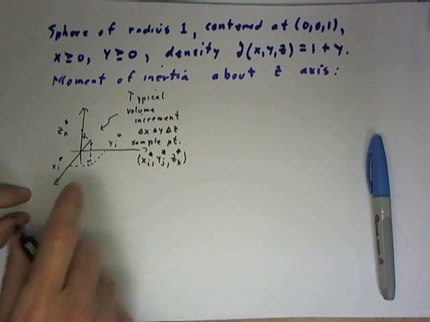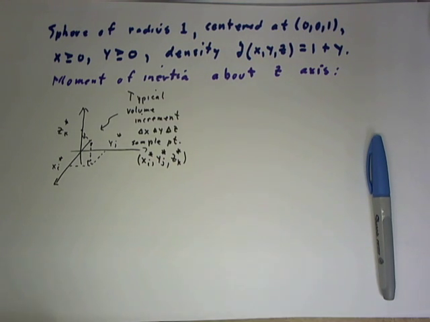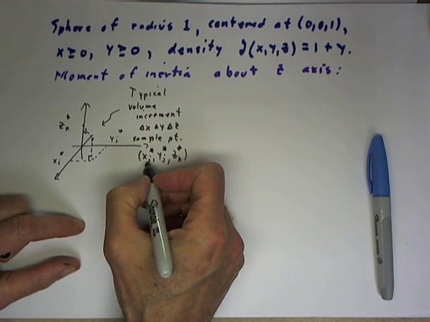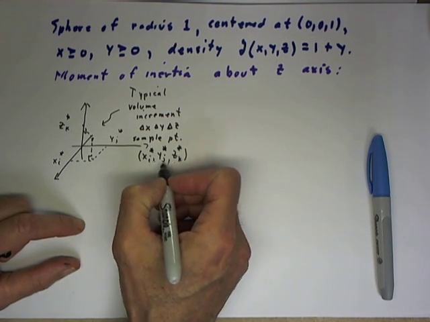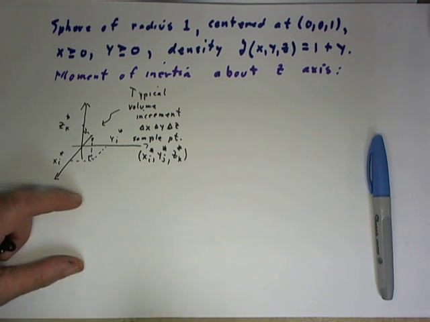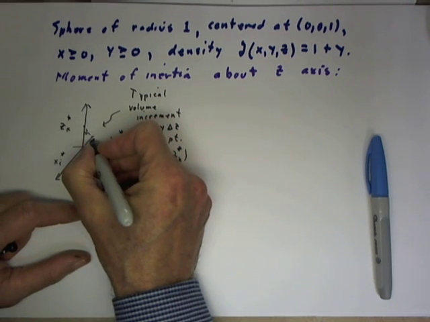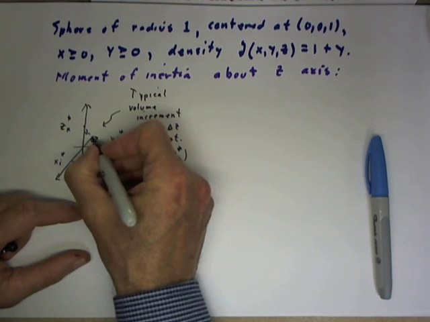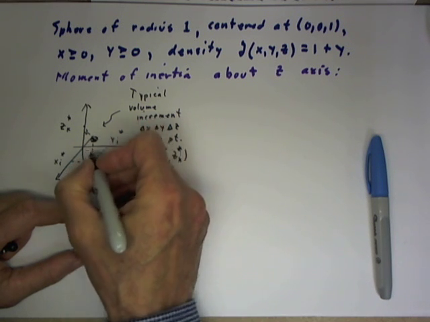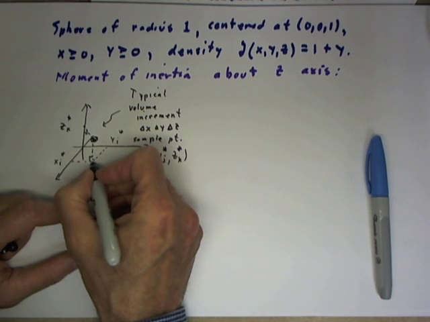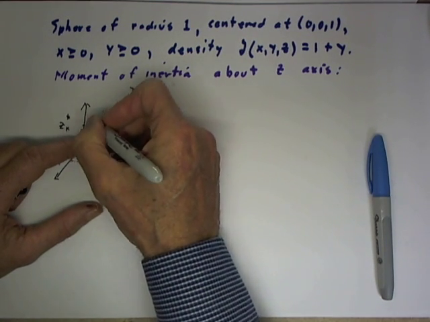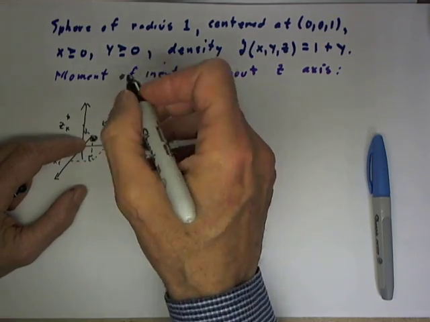Now we've already sketched our typical volume increment, delta x by delta y by delta z, containing sample point xi star, yj star, zk star, and that volume increment might look something like this, very roughly drawn, lying above some region of the xy plane, which I won't sketch, having sketched it a number of times.